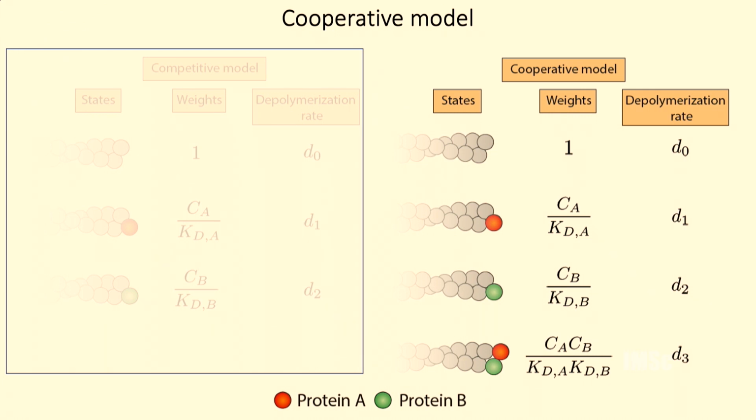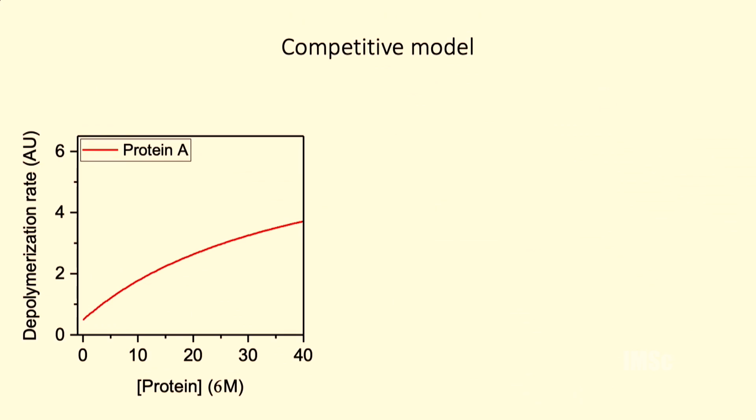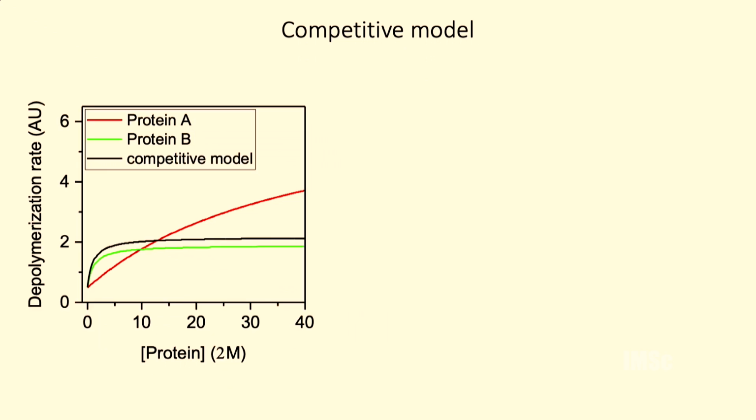This is the other model that we'll talk about. The other model allows for the occupancy of both the proteins simultaneously at the barbed end, right? So that's the difference between these two, and it has a corresponding depolymerization rate. So these are the two classes that we'll talk about. Now, if I just say that, look, you have protein A and protein B, this is how they look individually. If it's a competitive model, you would see something like this, which is the black line.